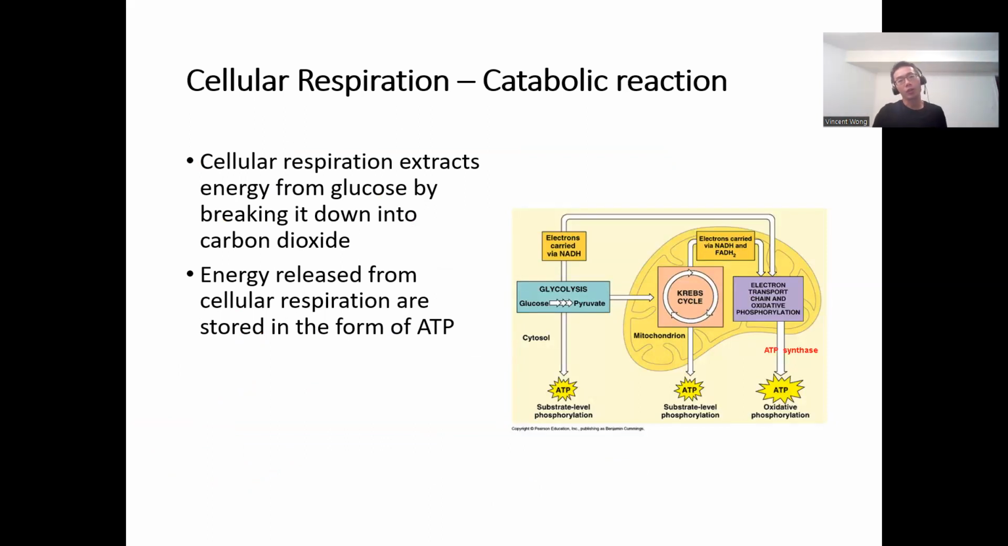One of the major catabolic reactions in the body is cellular respiration. That is where you take the glucose and you react it with oxygen to produce carbon dioxide, water, and you will capture the energy in the form of ATP.